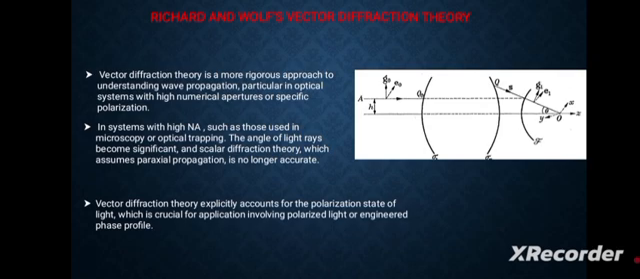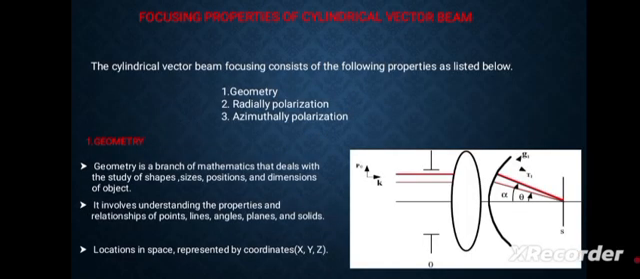Vector diffraction theory explicitly accounts for the polarization state of light, which is critical for applications involving polarized light or engineered phase profiles. What are the focusing properties of cylindrical vector beams? The cylindrical vector focusing consists of the following properties as listed below: geometry, radial polarization, azimuthal polarization.